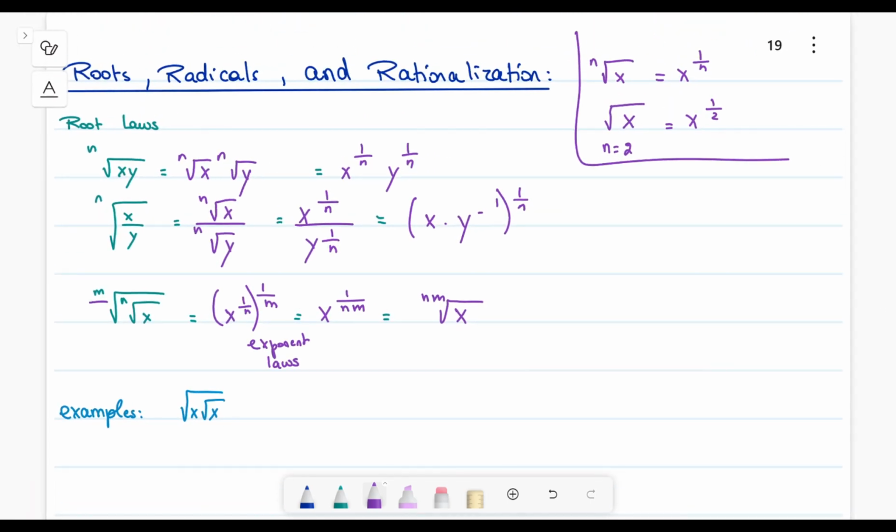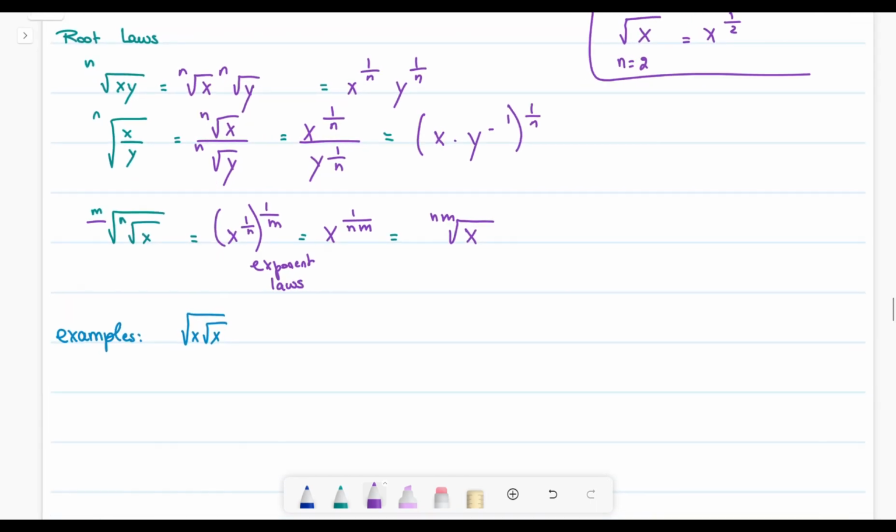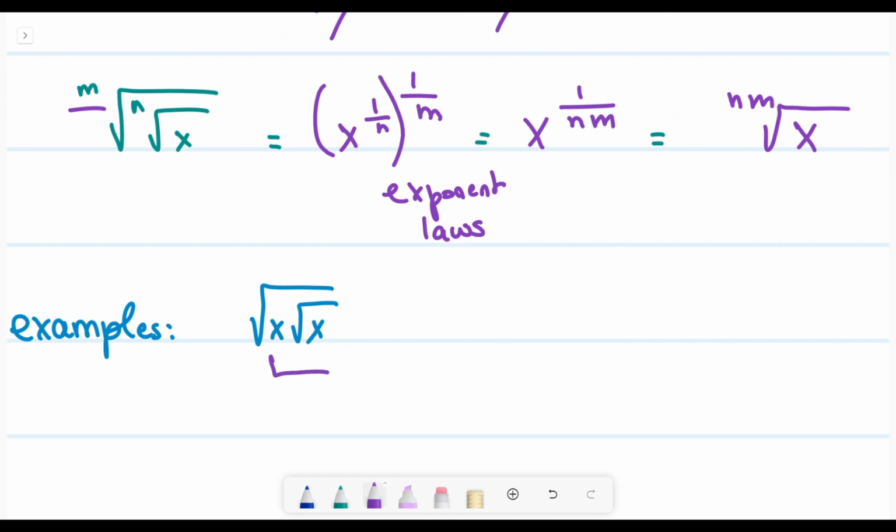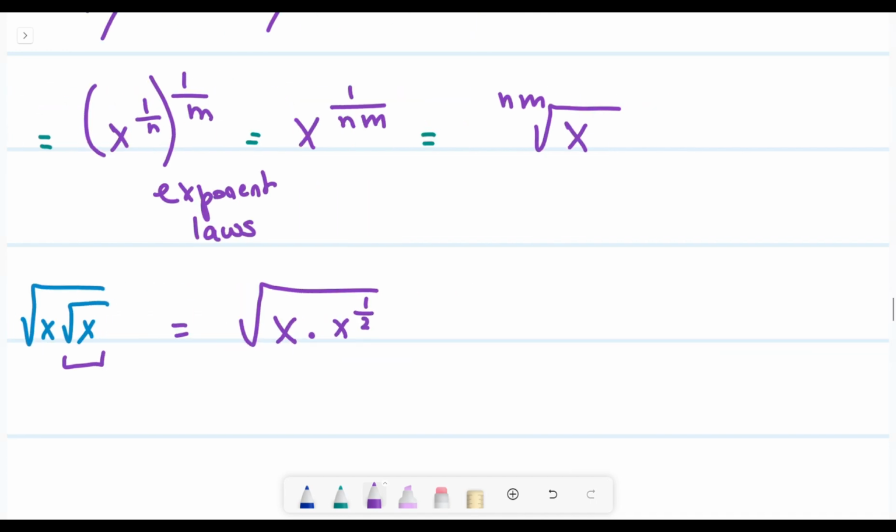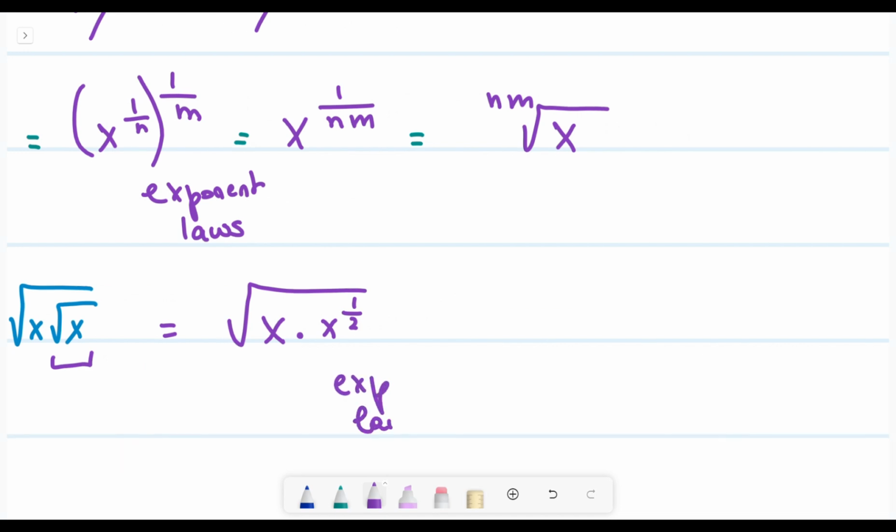So using these laws, we will move on to an example. We would like to simplify the square root of x times the square root of x. So, as I said, let's always start inside. So x times the square root of x. Square root of x, we can write that as x to the power of half. Now using exponent laws, this is as if we have x to the power of 1 times x to the power of half. We have the same base, so we can add up the exponents. 1 plus half is 3 halves.